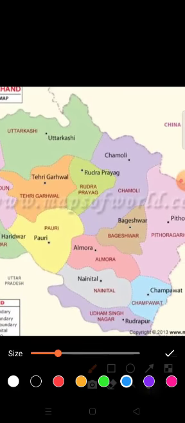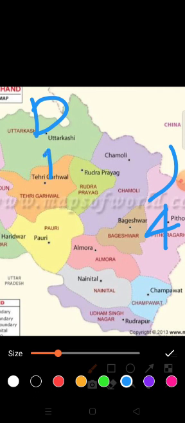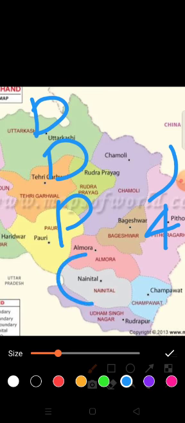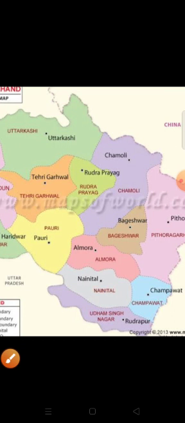So at first we talk about Pithoragarh. When we talk about the MLAs of Pithoragarh, we have 4 MLAs. How many? 4. One is Dharchula seat, then Didihat seat, then Pithoragarh, here you can see, Pithoragarh city, and one more seat, that is Gangolihat seat. So we have 4 seats related to the member of legislative assembly. Earlier it was 5, but nowadays we have only 4 seats.